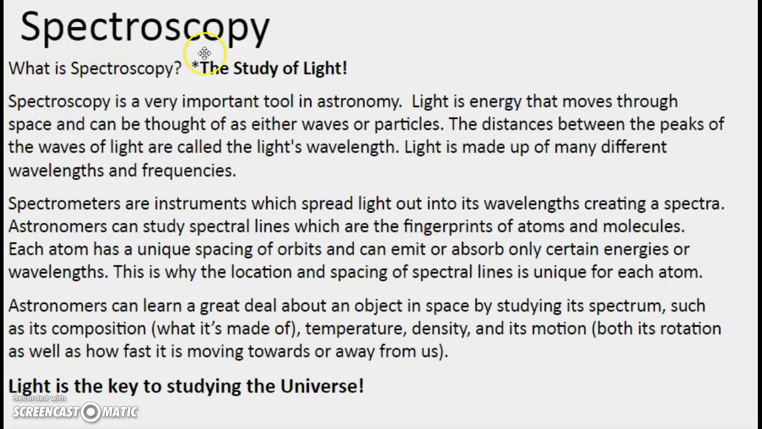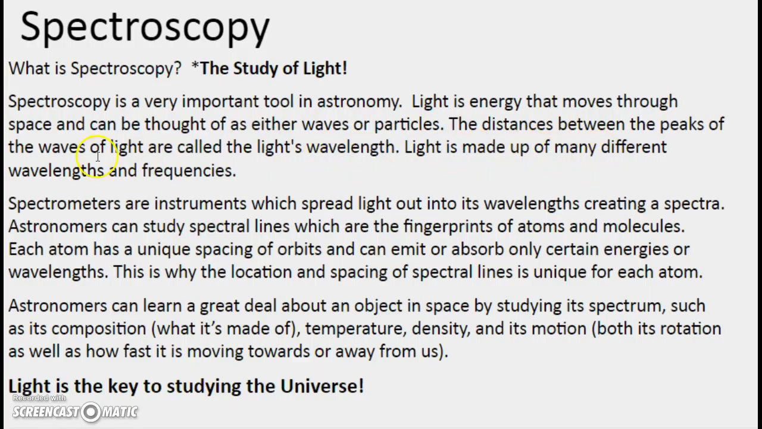So that brings us to spectroscopy. So what is it? Well, it's the study of light. Spectroscopy is a very important tool in astronomy. Light is energy that moves through space and can be thought of as either waves or particles. The distances between peaks of waves of light are called the light's wavelength.